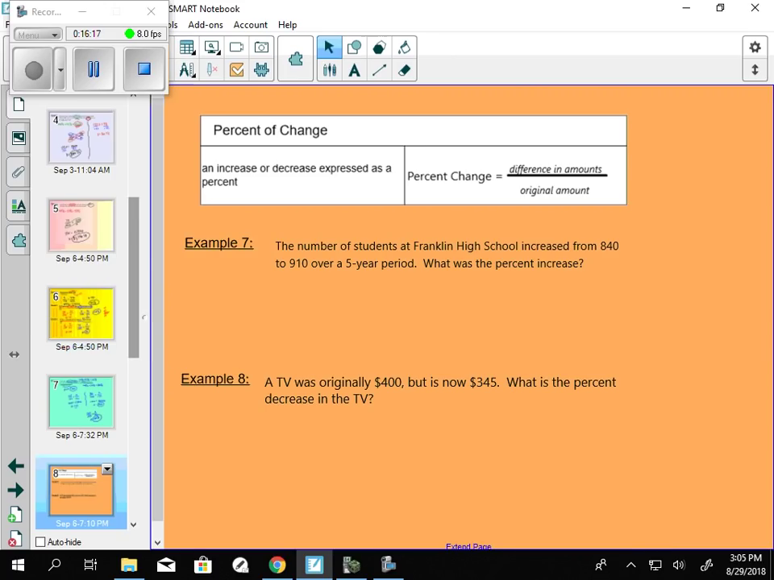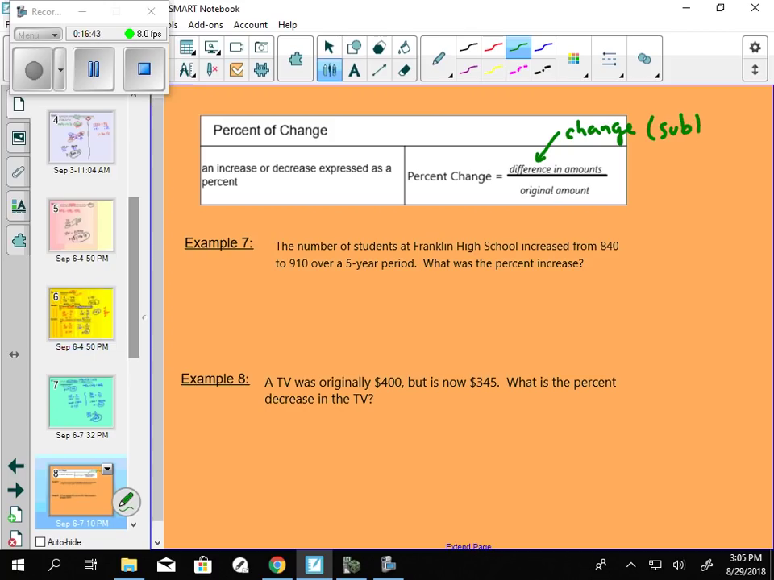All right, percent change, an increase or decrease expressed as a percent. So when you're doing percent change, you want to find the difference in the amounts and put it over the original amount. Difference means what's the change. Unless they already gave you the change, then you would just put that change on top. But if they give you the new amount and the original amount, then you're going to want to subtract those to get the change. So you've got to find the difference amount over the original amount.